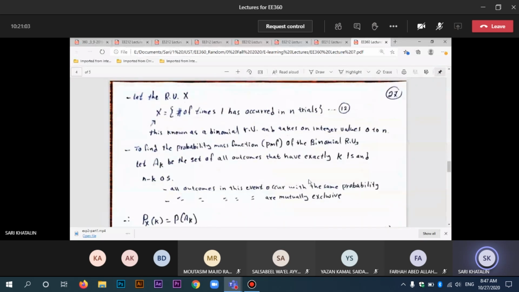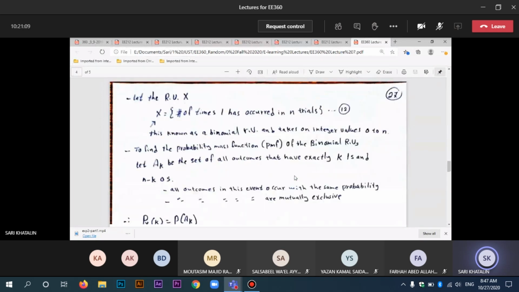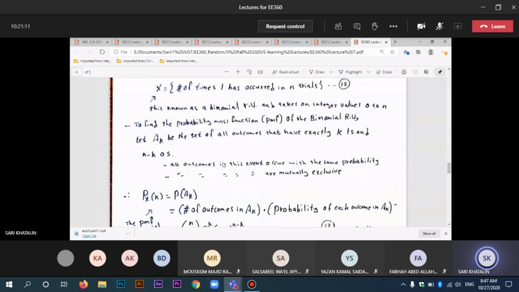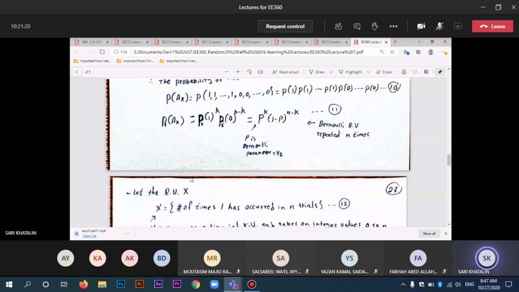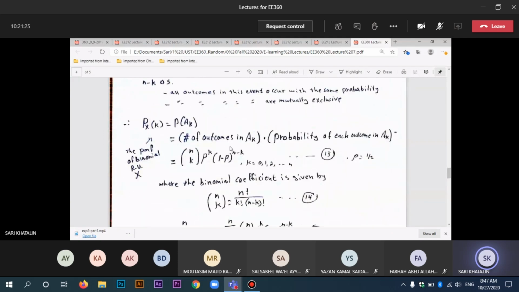Now, if we go to equation 12, without going through a lot of details, we need to find the PMF of the binomial random variable. Let's assume that this example was done already. The way you find the PMF of a binomial random variable X is taking the number of outcomes in A_k times the probability of each outcome in A_k. And of course we have a lot of details in the book.